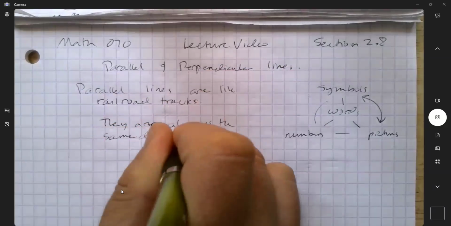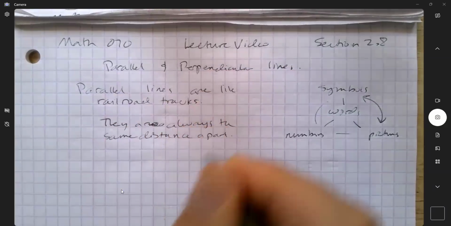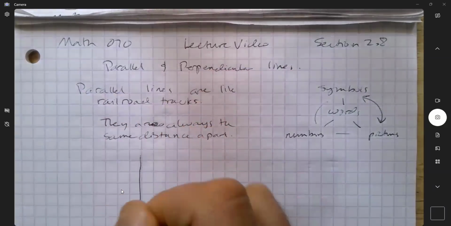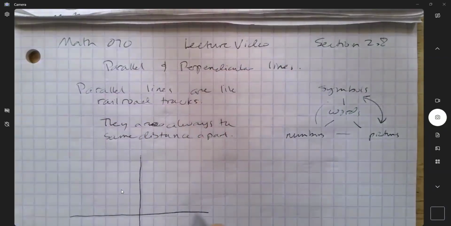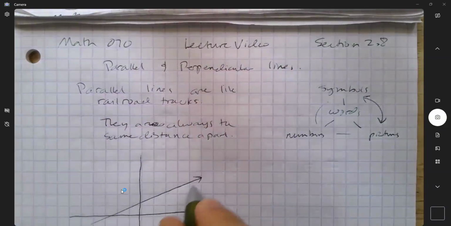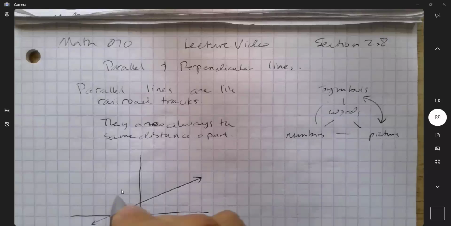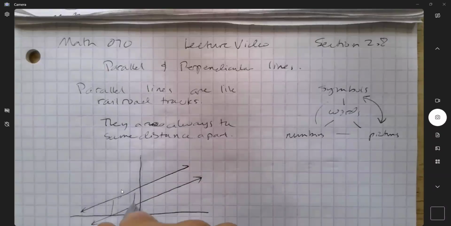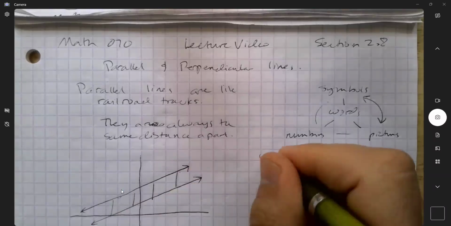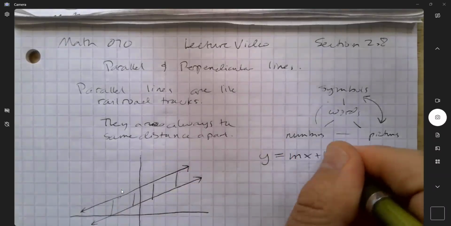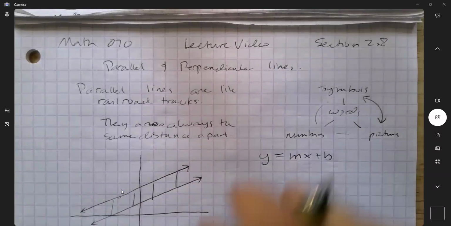distance apart. So if I were to draw this using my visual representation, I can just drop any line that I want on there. Here's a line. And if I want to make a parallel line, I just make sure that they are always the same distance apart. And they actually kind of look like railroad tracks here. They're never going to touch. They're always going to be the same distance. Now, this is going to be a short video, by the way.